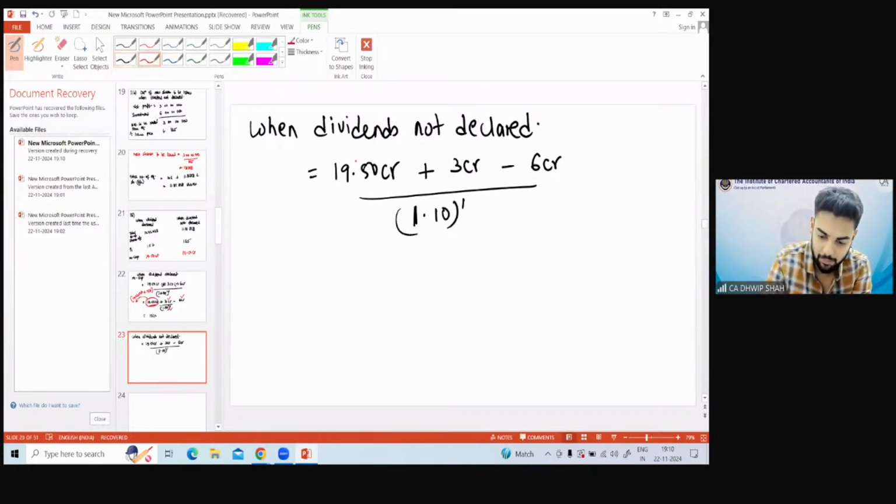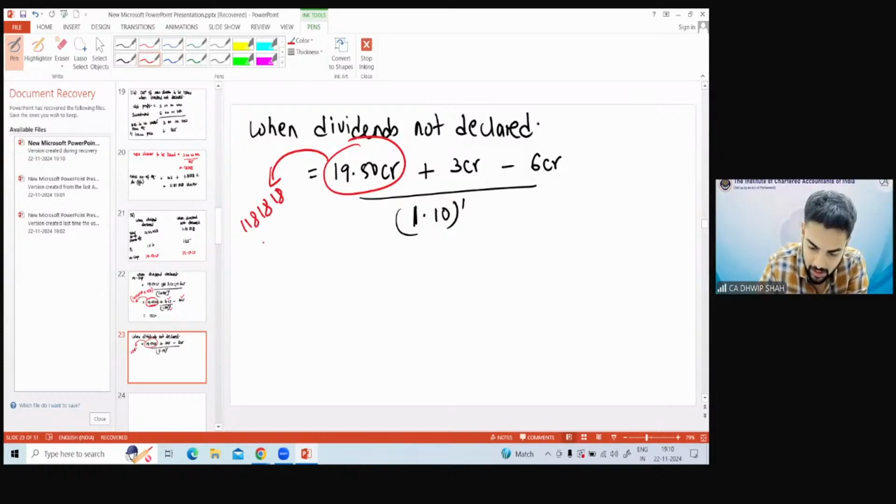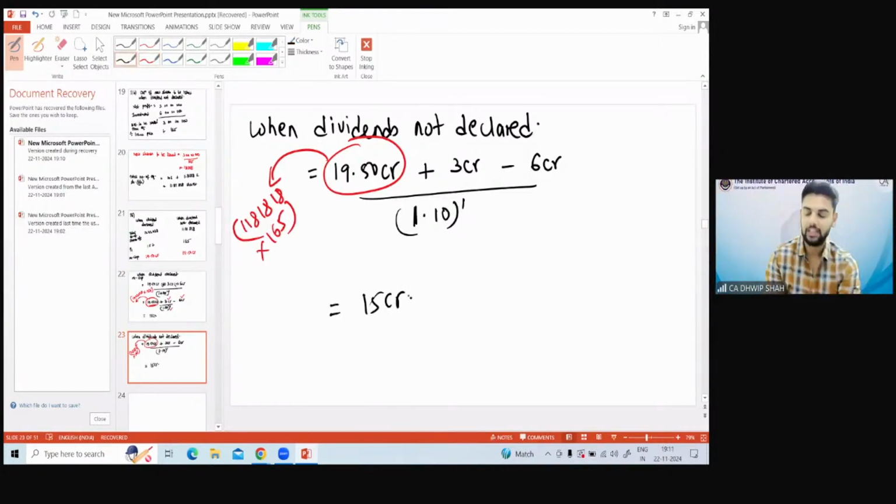And the derivation of this 19.5 was 1181,818 multiplied by 165. So again, it will be 15 CR. So it is nothing but discounting of the future market cap. This is another way to prove it. It is nothing but discounting of the future market cap and also giving some relevance to your investment and earnings.